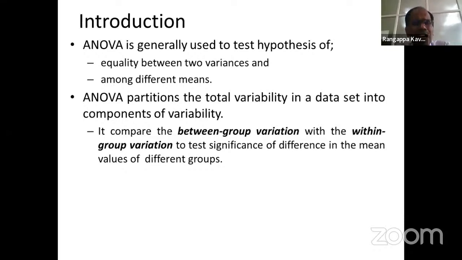In fact, this ANOVA technique partitions the total variability of the data set into components of variability. It compares the between-group variance with the within-group variance. You will have the variance within the group and the variance between the groups. Shortly, I am going to tell you about the source of difference in the variance: variance within the group, variance between the groups, variance within the sample, variance between the samples, like that.